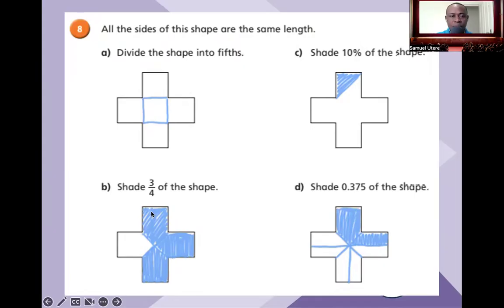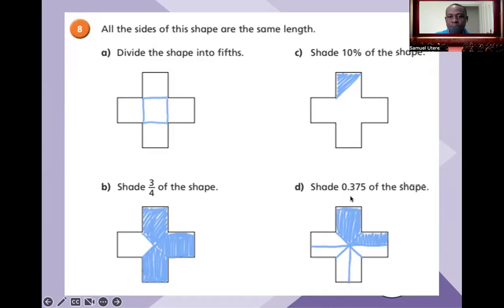3/4 will mean splitting the shape into these parts. All right, so we have 1, 2, 3, 4. Now 3/4 will look like this.